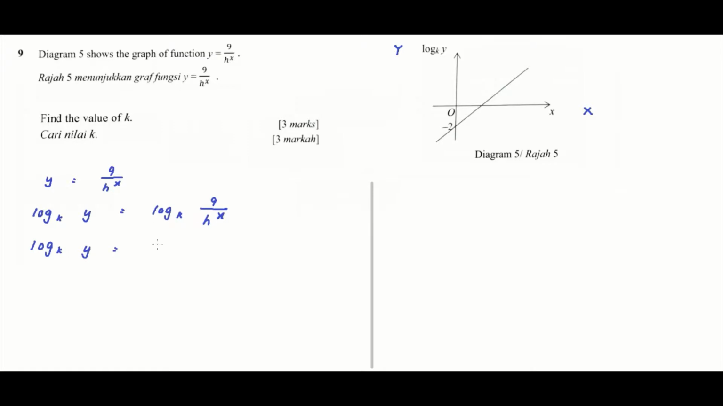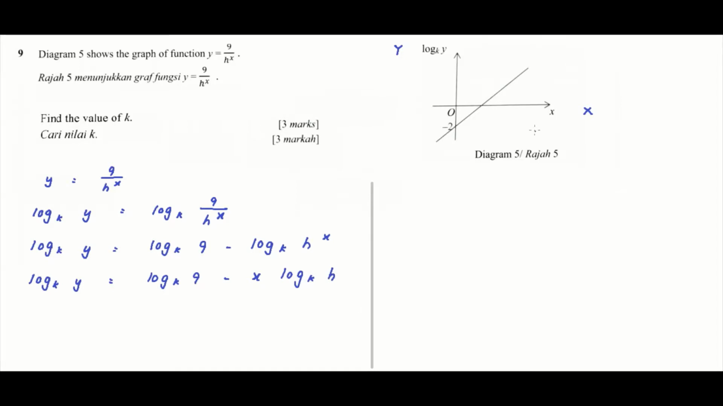For here, we need to split it out. This is division, so it will actually become minus. So log k of h to the power x. Then the next step is we know that the power over here, we can bring it in front. So I have log k of y equal to log k of 9 minus, and I'll bring the x in front. So I have log k of h.